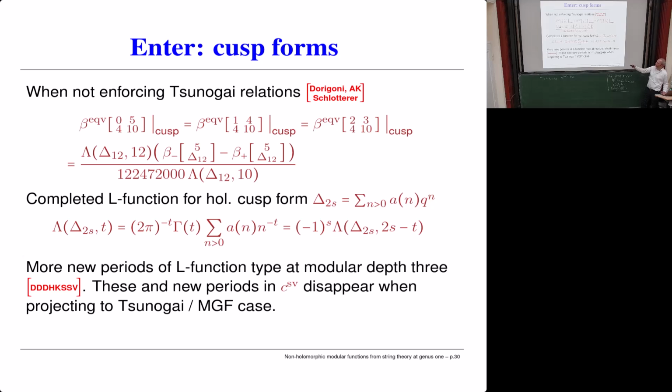And this is a ratio of two values. One is inside the critical strip, and this is a non-critical value, and in general it will always be of this form in our normalization conventions. So these multiple modular values that enter from getting a modular invariant completion, if you don't enforce the Tsunogai relations, they will bring in these L values or generalizations of L values as well.